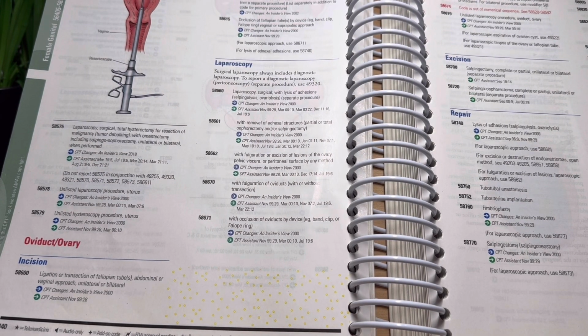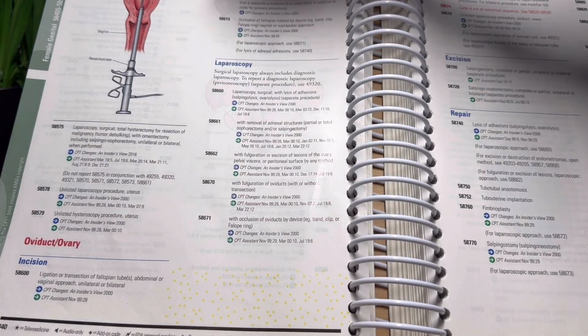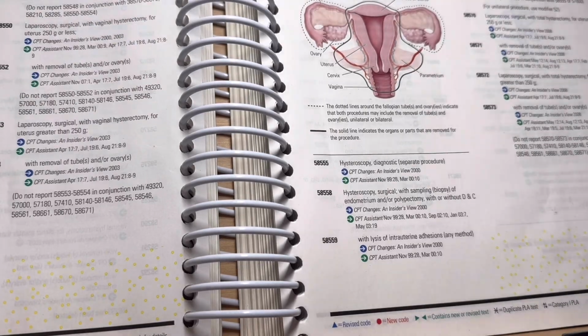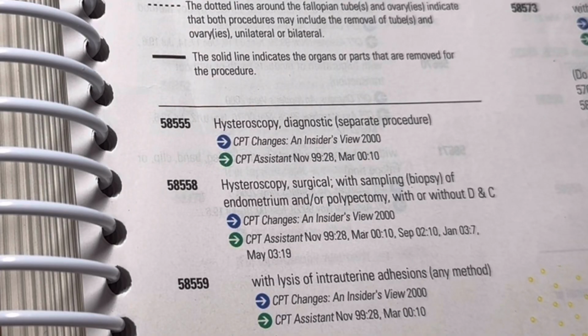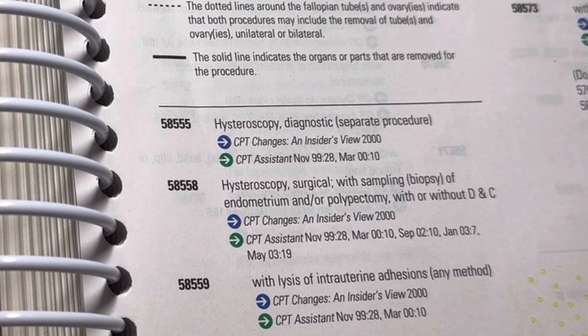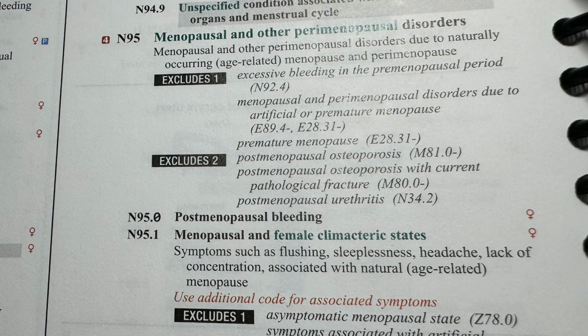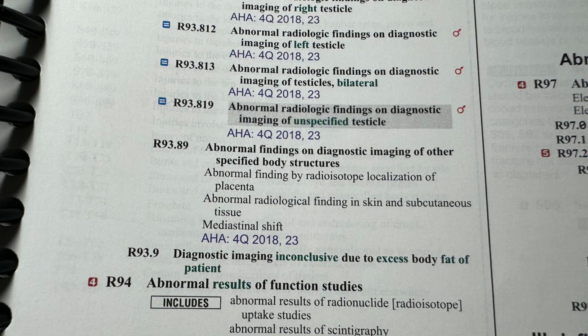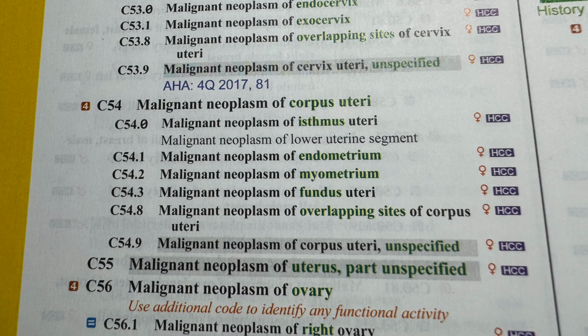Our CPT code that we're going to be looking at for this is 58558. And then our diagnosis codes, the pre-op diagnosis codes were N95.0 and R93.89. But pathology confirmed that malignancy was found on the endometrial sampling that they sent. So we're actually going to report C54.1 as my only diagnosis code.